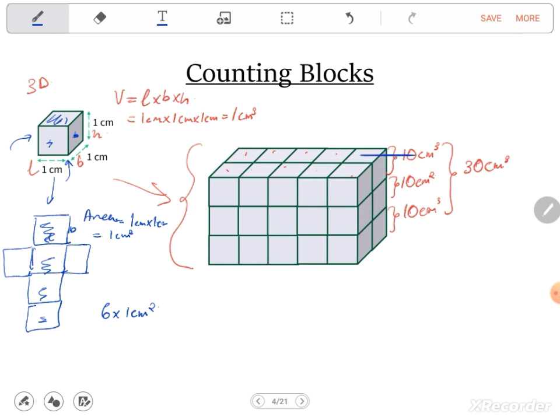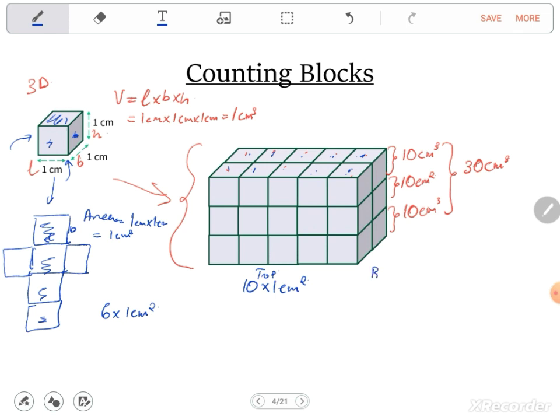Now, if we look at the top we have 1 centimeter squared, 1 centimeter squared, 1, 2, 3, 4, 5, 6, 7, 8, 9, 10. So it means we'll have 10 times 1 centimeters squared, because each one of them is 1 centimeter squared. So this is for the top, all right?